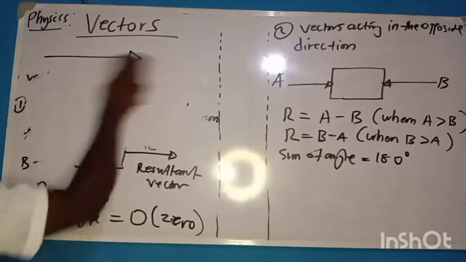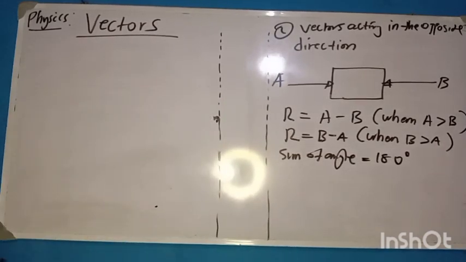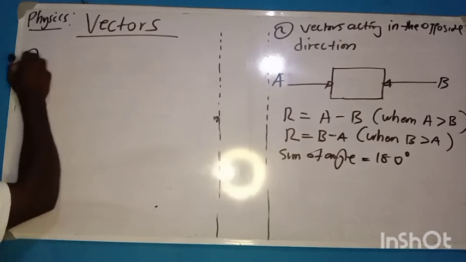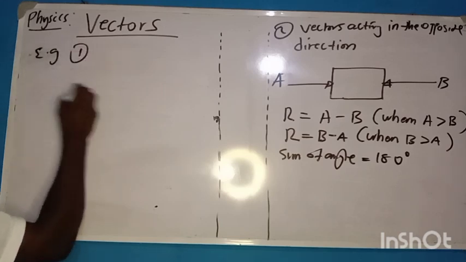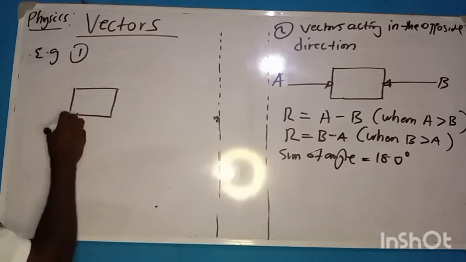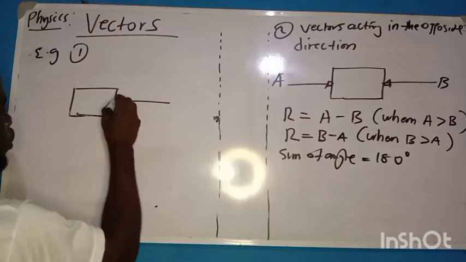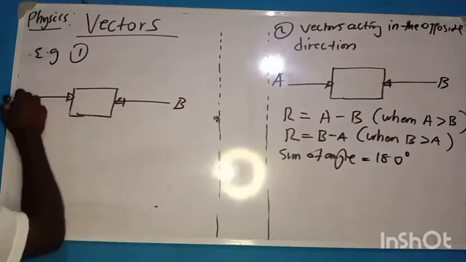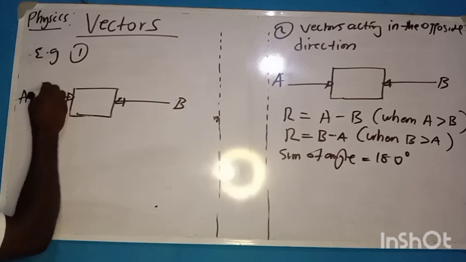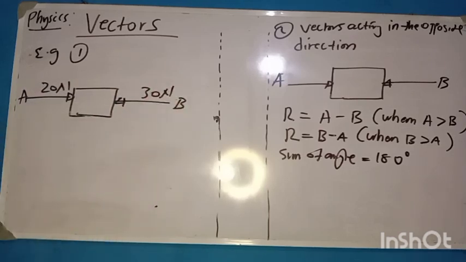Let's look at an example. Let's say this is example 1. For instance, you have this block, right? Now, if vector B and this vector A are acting on it, let's say this is 20 Newton and this is 30 Newton, and you have to find the resultant vector.